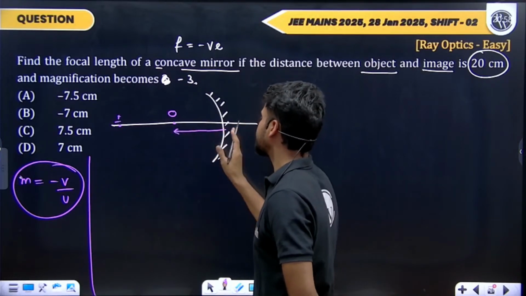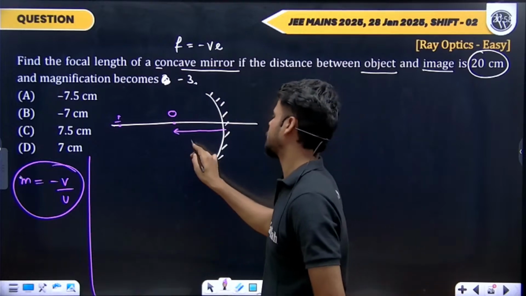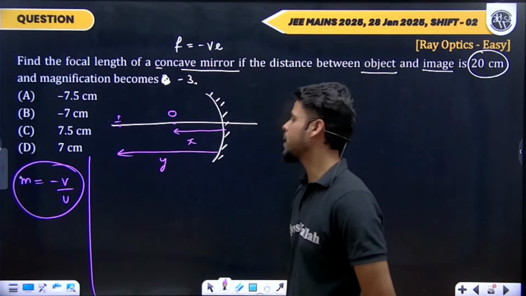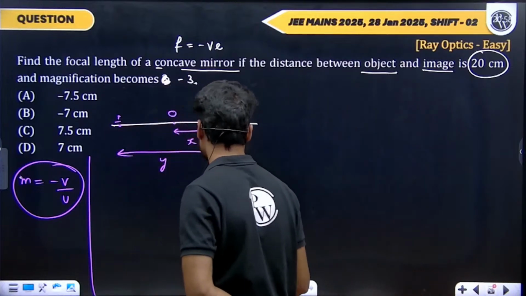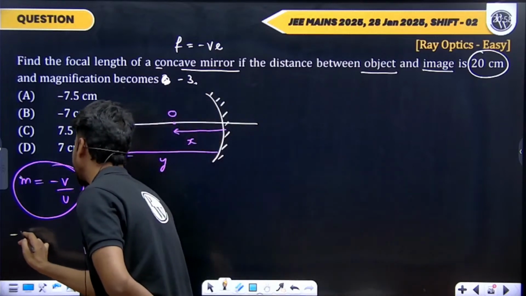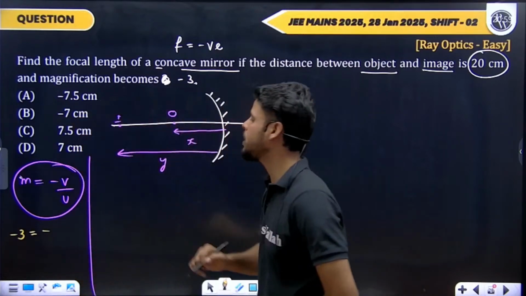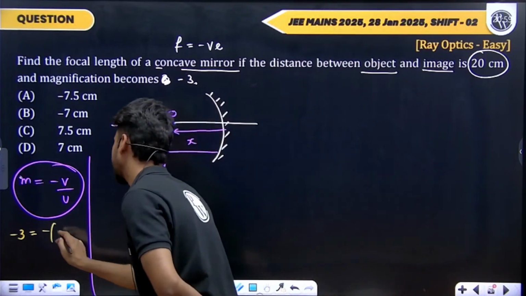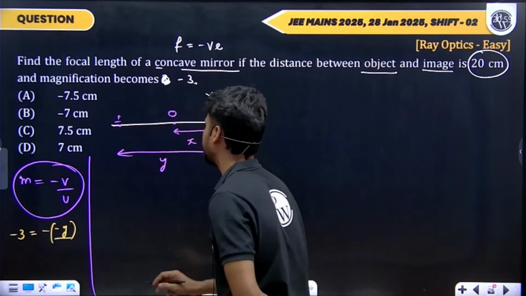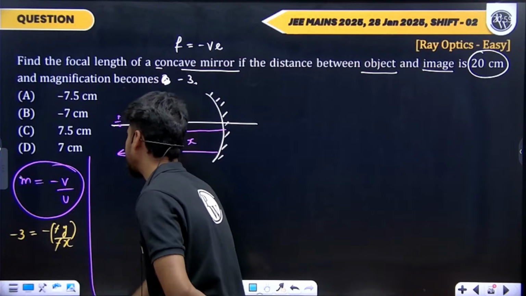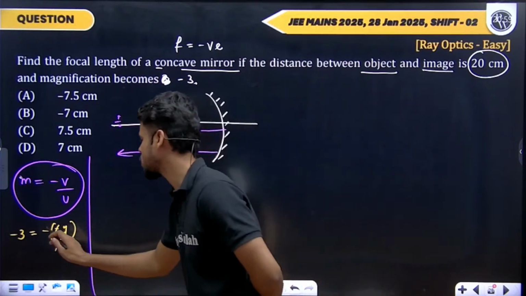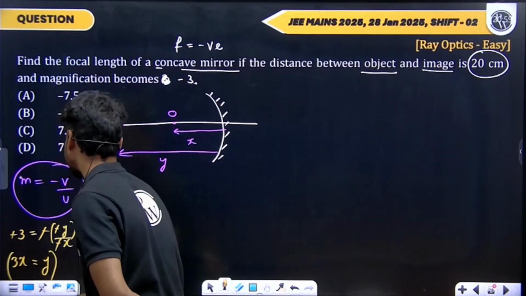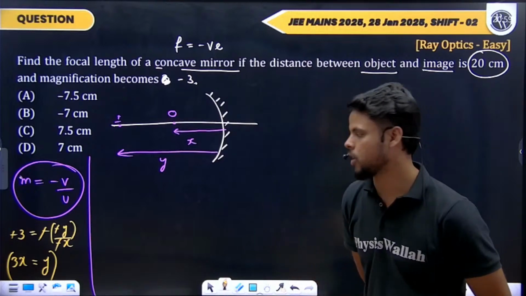I am taking distance of object from pole as x, distance of image from pole as y. So with the help of magnification I can say that magnification of mine is minus of 3. So magnification will be minus 3, will be minus of what will be v. With proper sign we can say that it will be minus of y. And what will be object distance? It will be minus of x. So minus and minus will cancel out, and this minus also would be cancelled out. We can say that 3x equals y. So this is our image distance upon object distance.